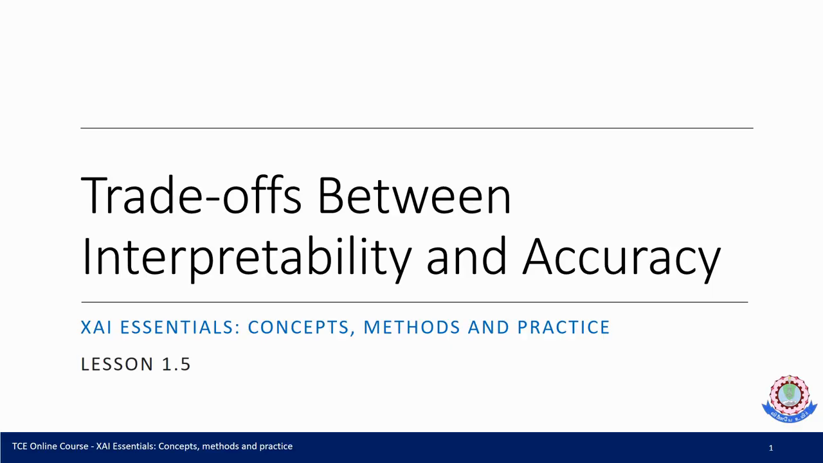Welcome back everyone. So far in this course we have learned what interpretability is, why it matters and how different models behave. Now we have come to a topic that lies at the heart of real world machine learning design. This video is about the trade-off between interpretability and accuracy. This is not just a technical issue, it is a decision that affects trust, fairness, safety and responsibility.